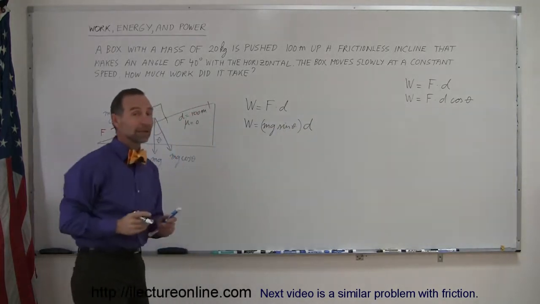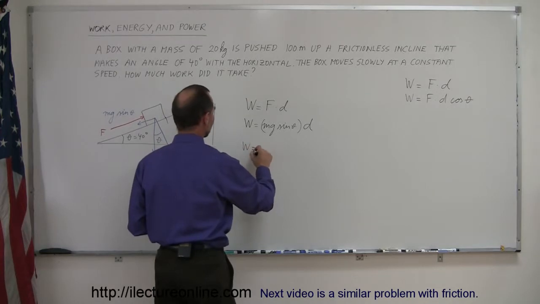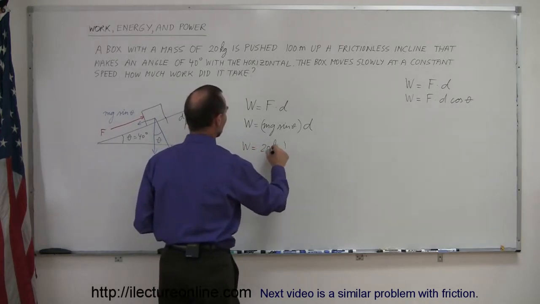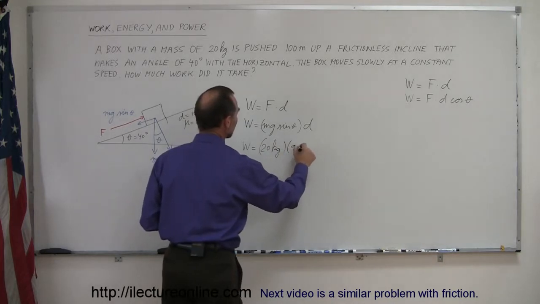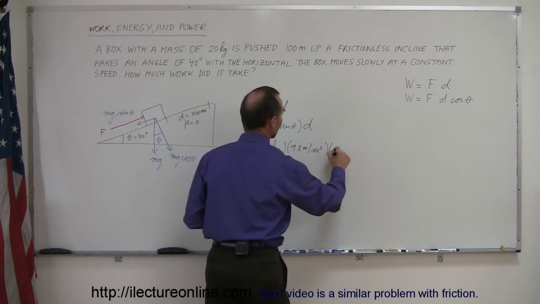And now we're ready to plug in the numbers to figure out what that is. So work is equal to the mass, and we said the mass was 20 kilograms. The acceleration due to gravity, 9.8 meters per second squared. The sine of 40 degrees.